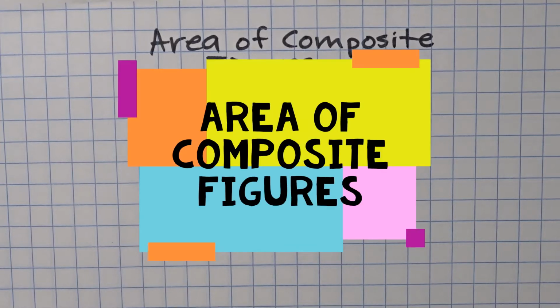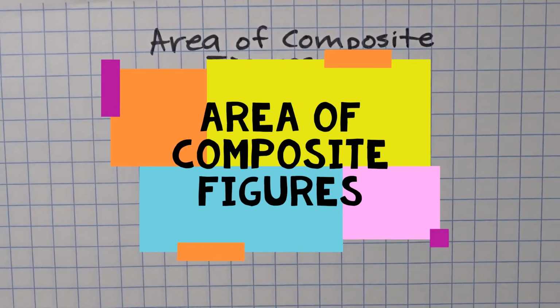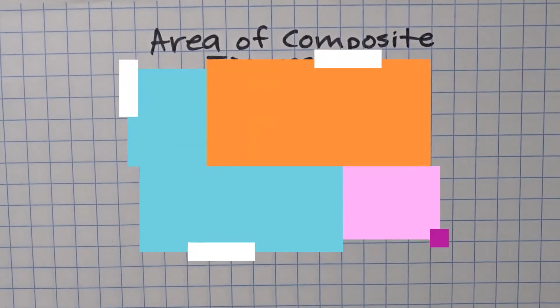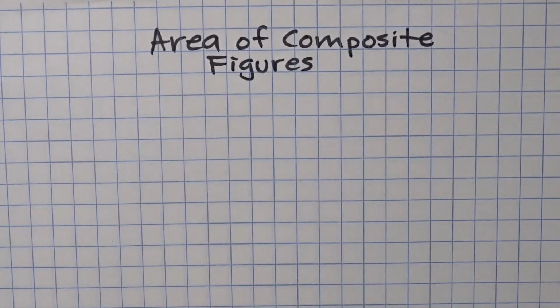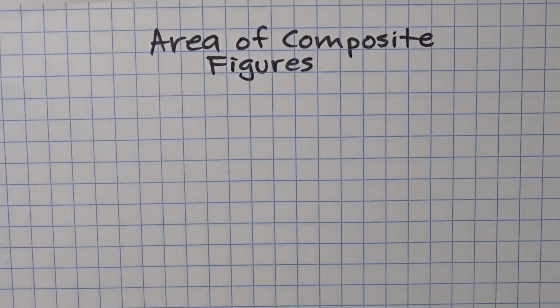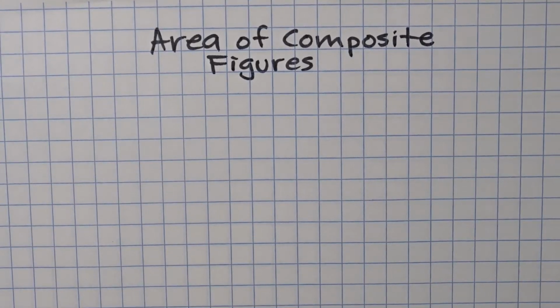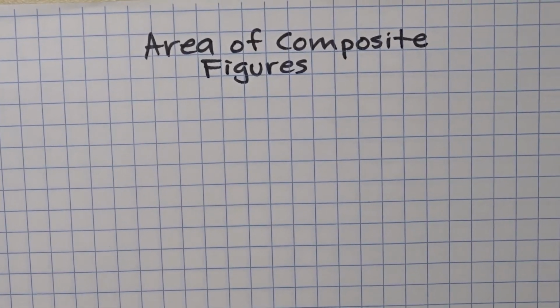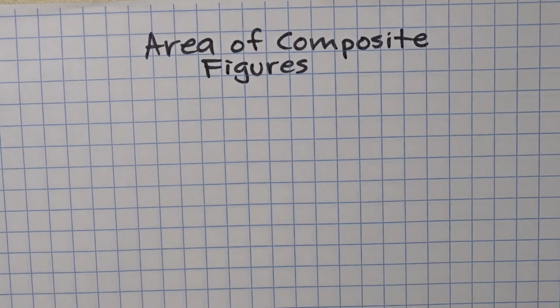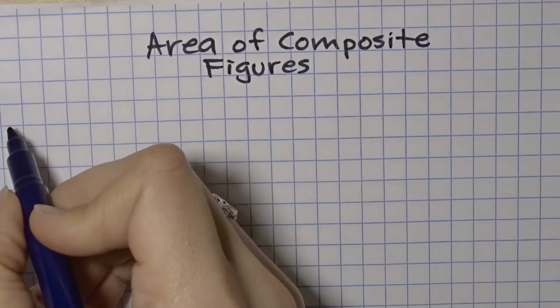So today we're going to look at the area of composite figures. Composite figures are figures that are not of the common typical shapes. They're composed of several different shapes combined together to create a unique figure. So I'm going to shade in a figure and then we're going to find the area of it. Okay, so let me show you an example.